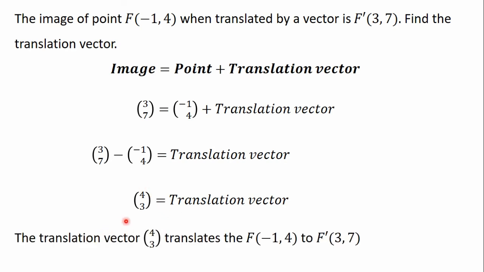So we can say that the translation vector 4, 3 translates the point F with coordinates -1, 4 to F prime with coordinates 3, 7.